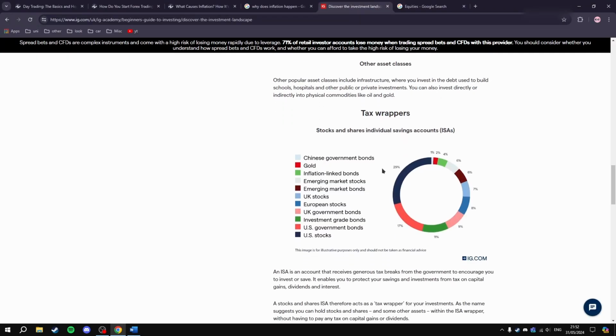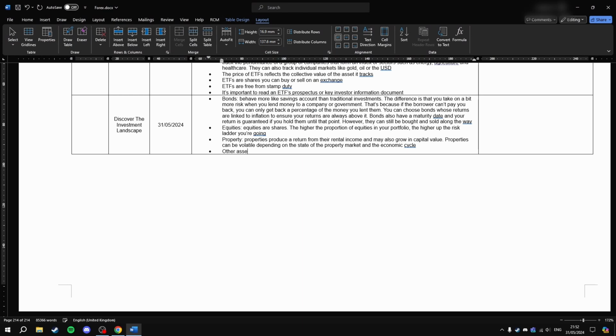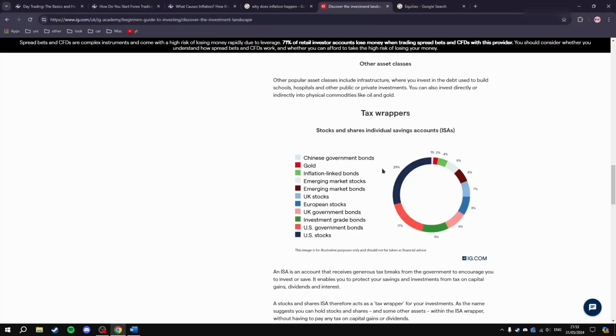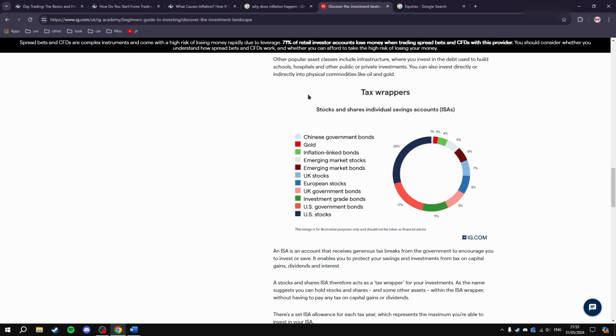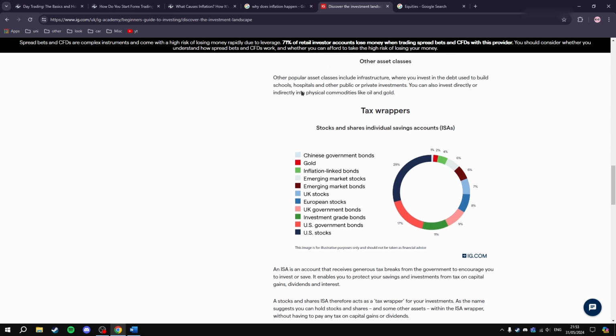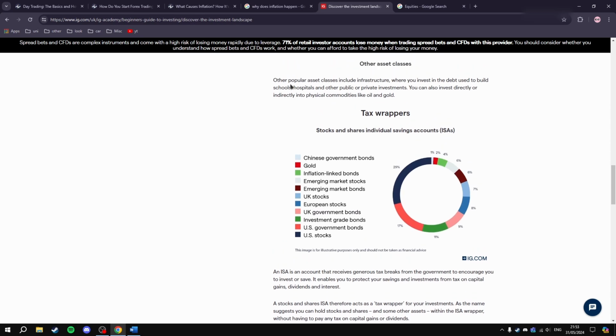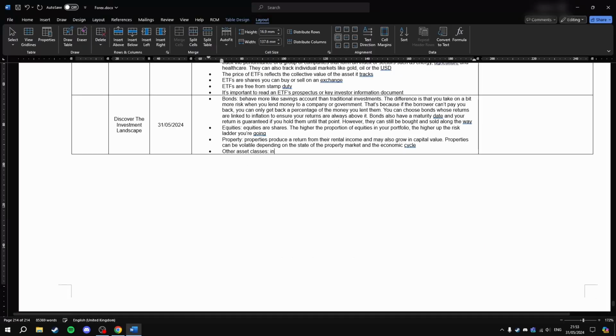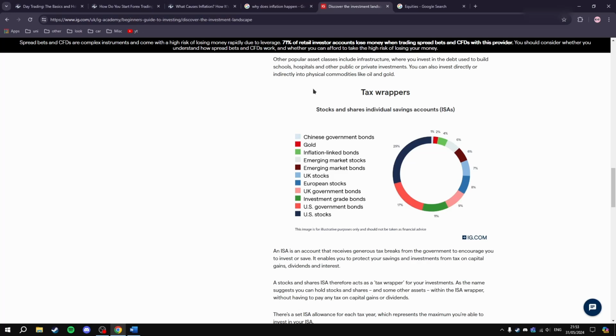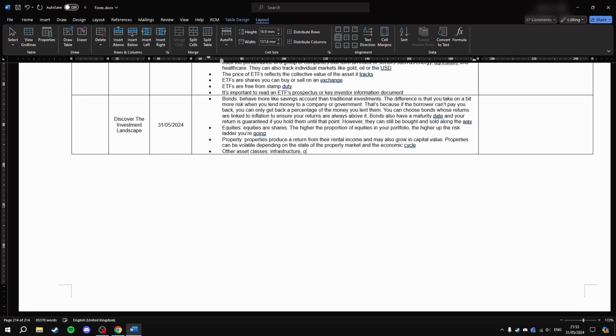Other asset classes. Other popular asset classes include infrastructure, where you invest in the debt used to build schools, hospitals, and other public or private investments. You can also invest directly or indirectly into physical commodities like oil and gold.